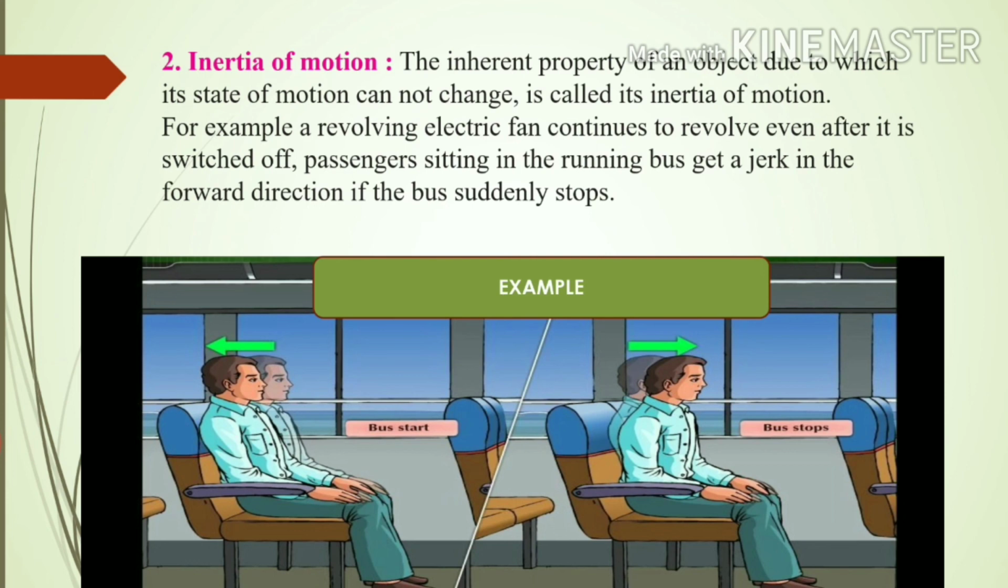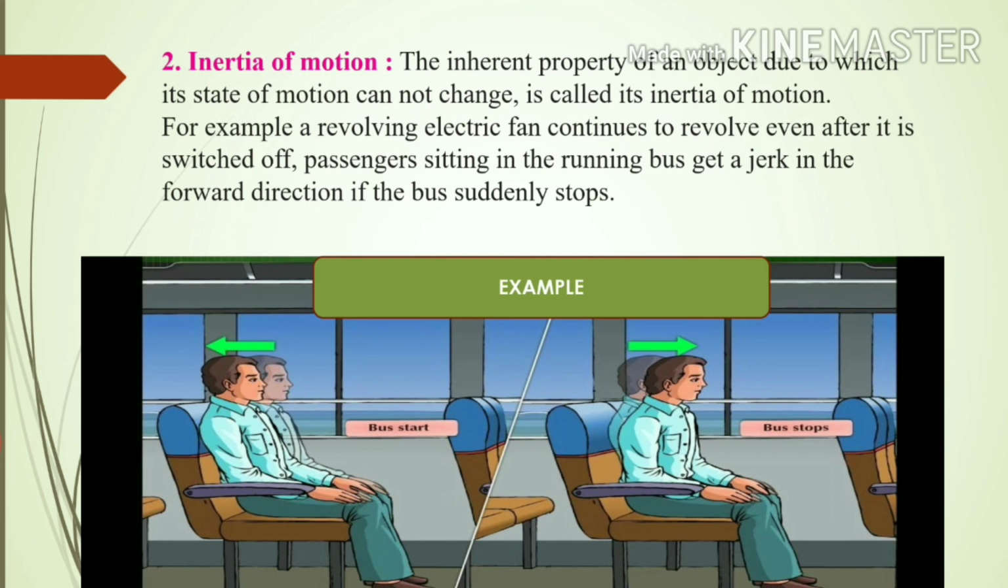The third type of inertia is the directional inertia. The inherent property of an object due to which the object cannot change the direction of its motion is called the directional inertia. Example, if a vehicle in motion along a straight line suddenly turns, the passengers sitting in it are thrown opposite to the direction of turning.